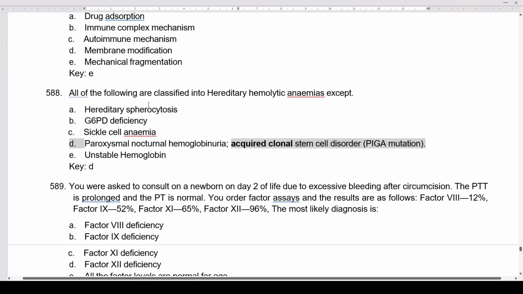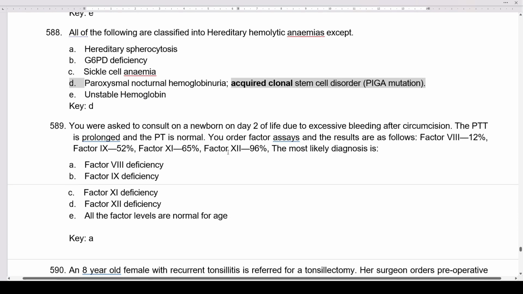Next is, all of the following are classified into hereditary hemolytic anemias except. Hereditary hemolytic anemias include hereditary spherocytosis, G6PD, sickle cell anemia, and unstable hemoglobins. They are associated with hemolysis, hereditary type of hemolysis, because they are hereditary. But PNH is an acquired clonal stem cell disorder. We have read it so many times. So it is an acquired, rare, clonal stem cell disorder.